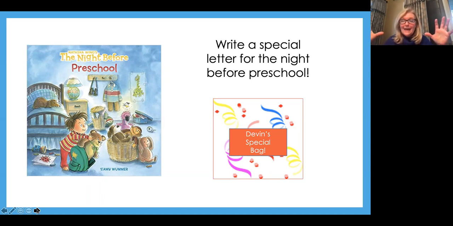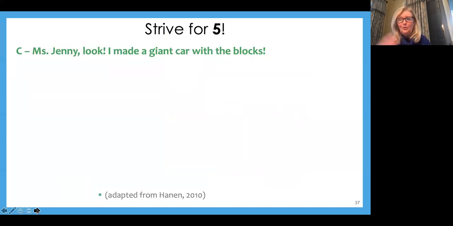So think about shortening that for preschoolers, but how special that would be for a child to get that and have a parent read that to them and to know you're excited about them coming. So I just think it's a great example, again, of that length.